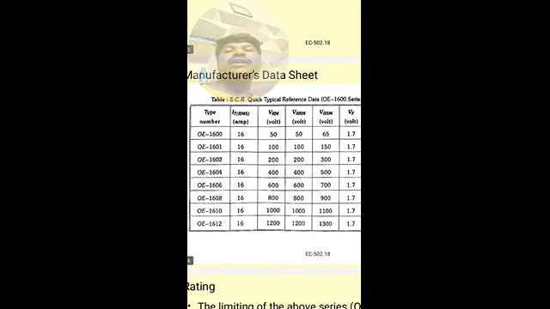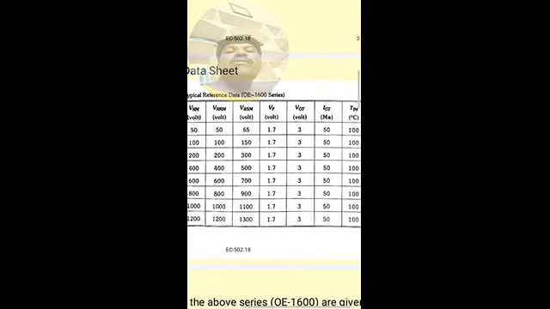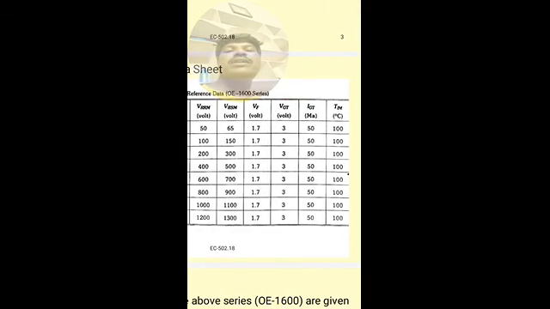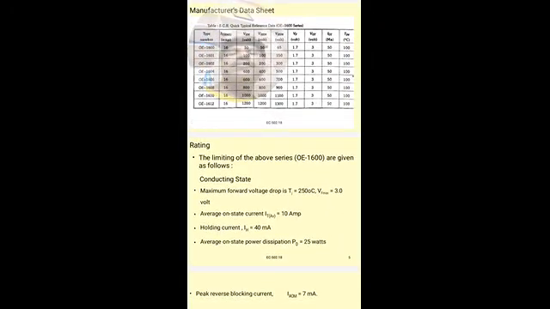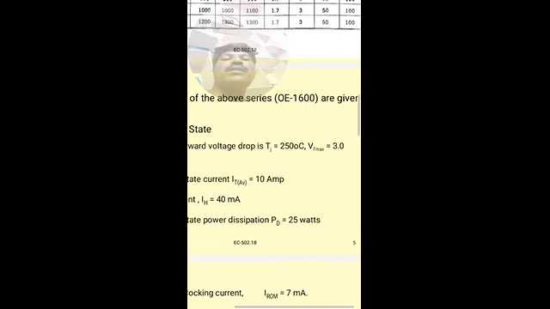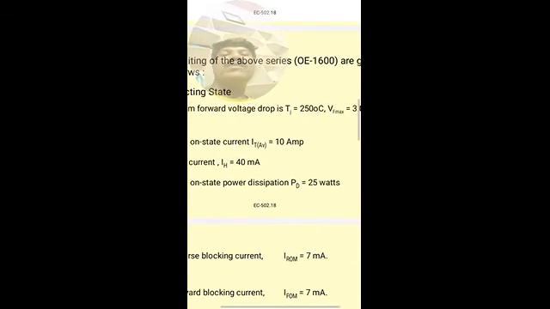RMS value of the total current, RMS value of the voltage, forward voltage, gate triggering voltage, gate triggering current, and rating, the limiting of the above series and are as per conducting state. Maximum forward voltage drop is junction voltage 250 degrees centigrade, and maximum forward voltage is 3 volts on state voltage.